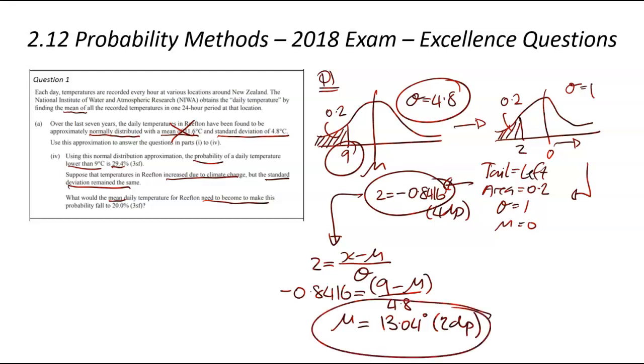So what this number means is if the mean drops to 13.04 degrees, there will be a 20% chance that the daily temperature will be lower than that 9 degree threshold.